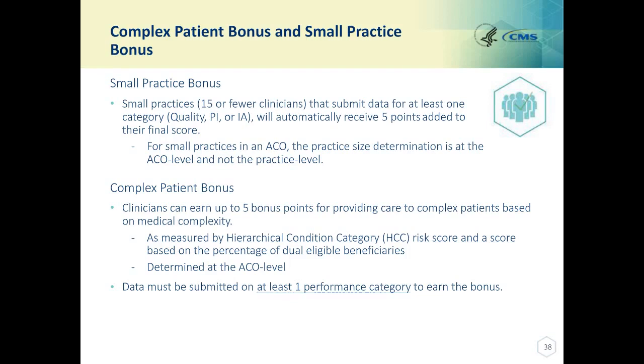Keep that in mind. The complex patient bonus is another bonus available, up to 5 points, for providing care to complex patients based on medical complexity. This is measured by the HCC risk score and a score based on the percentage of dual eligible beneficiaries treated under the ACO. And again, this bonus is also determined at the ACO level. Like the small practice bonus, data must be submitted for at least one performance category in order to earn this bonus. Next slide.